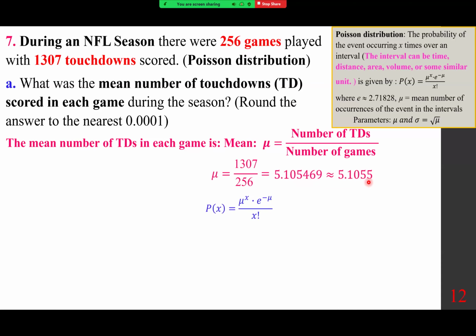The formula used for Poisson distribution, P of x, is mu to the power of x, e to the power minus mu, over x factorial. Replace the mu with this number. By the way, e is not missing. You put it as e, and the calculator can use the e, and instead of 2.71828, it uses a lot more decimals, okay?